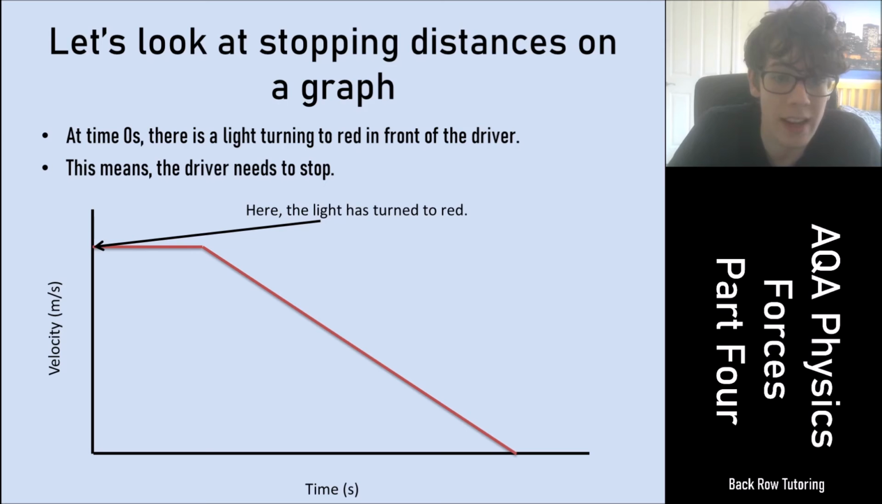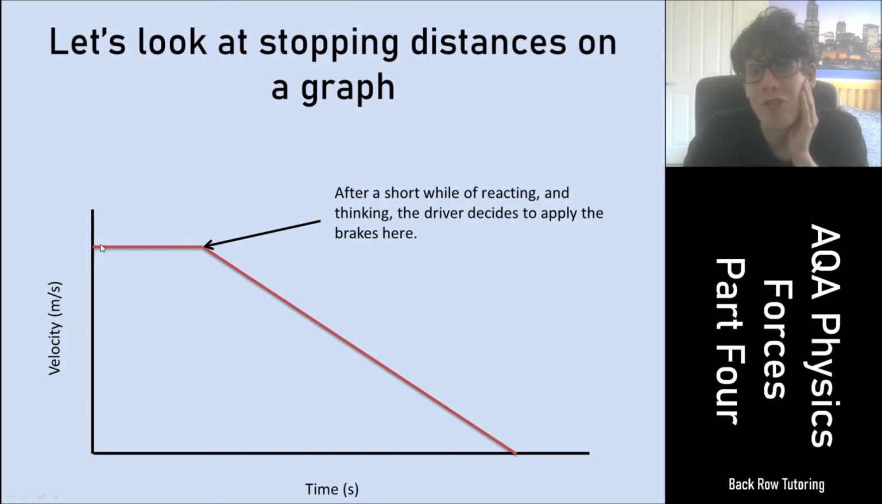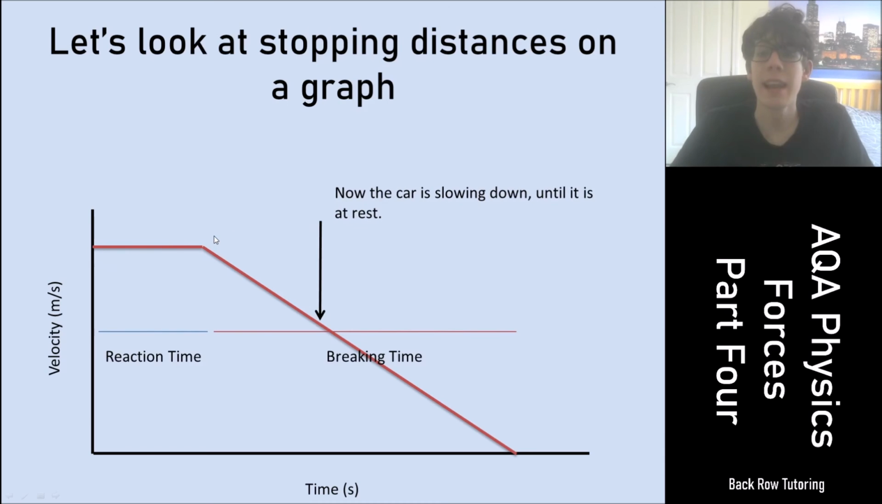At time 0 seconds, there is a light turning to red in front of the driver. This means the driver needs to stop. So here, where time is equal to 0, the lights turn to red, but the driver is travelling at a certain velocity. After a short while of reacting and thinking, the driver decides to apply the brakes here. So after a certain amount of time, the driver applies the brakes, but during that time, he's still travelling at the same velocity. Now the car is slowing down until it's at rest.